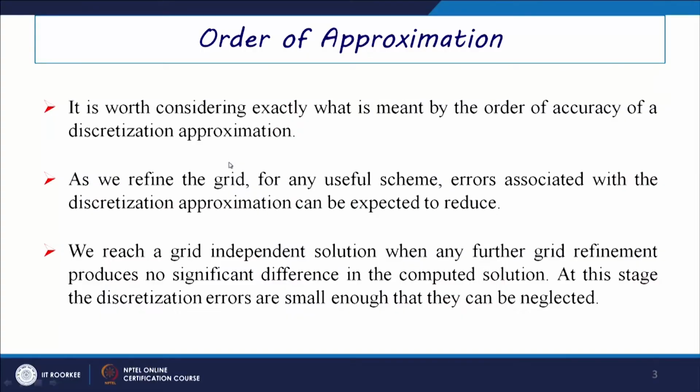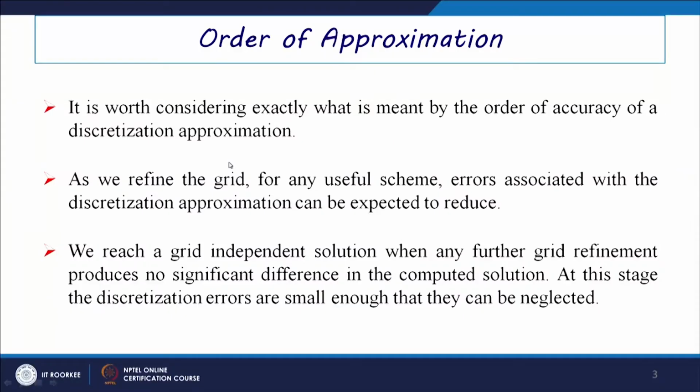First, it is worth considering exactly what is meant by the order of accuracy of a discretization approximation, since it is very essential to know where we are using first order approximation, where we are using second order approximation, and why. It depends on the discretization formulation. As we refine the grid for any usual scheme, errors associated with the discretization approximation can be expected to reduce.